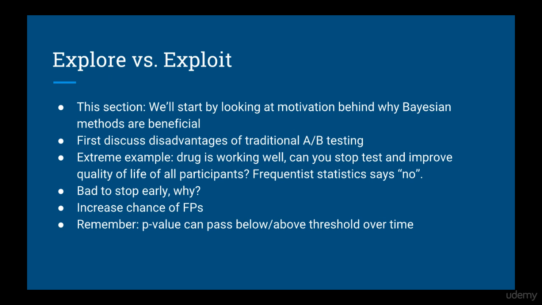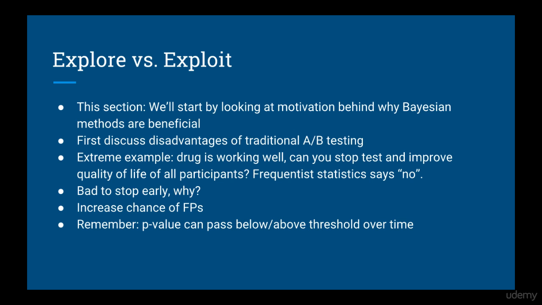You'll recall that in the last section, I showed you an extreme example with medical drug testing for why you would not want to do a traditional A/B test. If you are absolutely certain a drug is working well, and you know it could save or greatly improve the quality of life for all your participants, you would be very tempted to stop your A/B test and give everyone the drug. But frequentist A/B testing says to not do that.